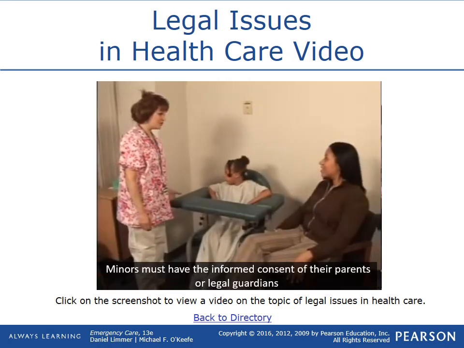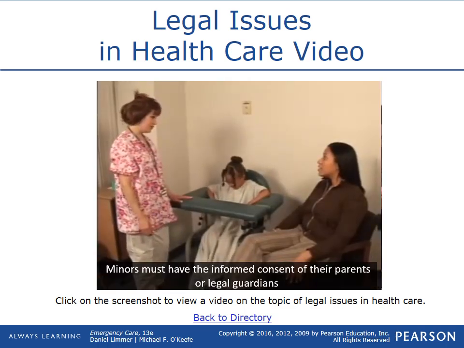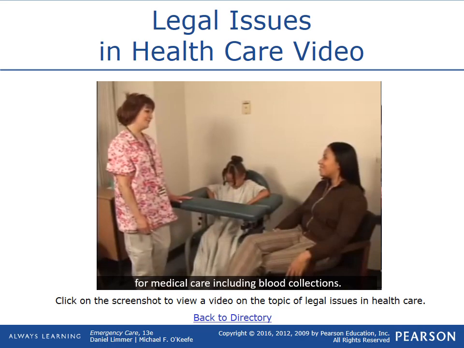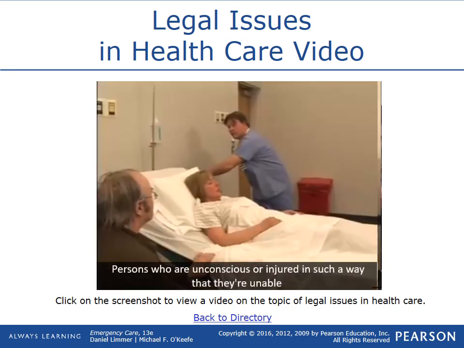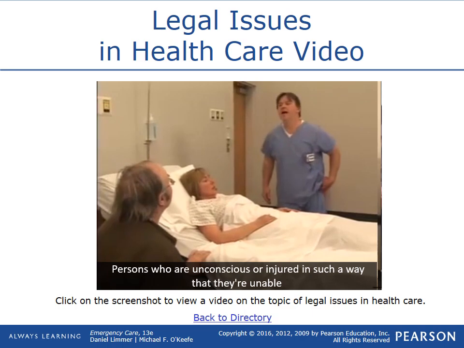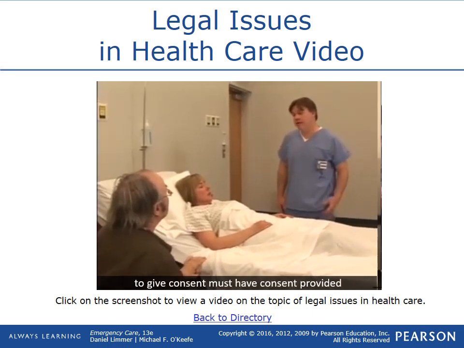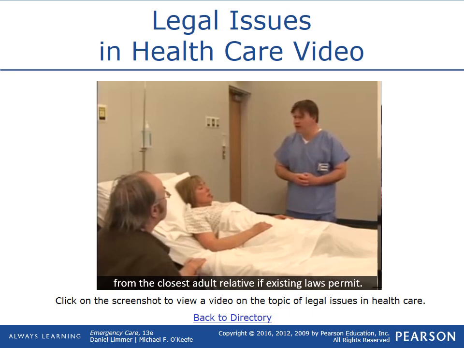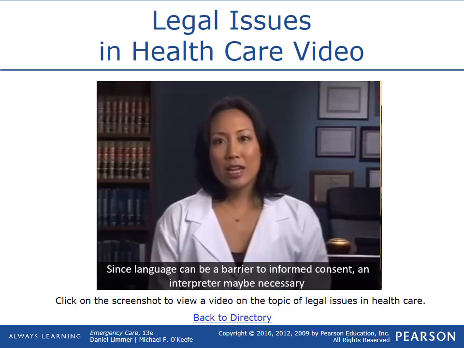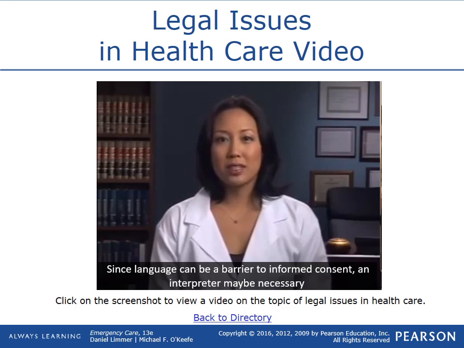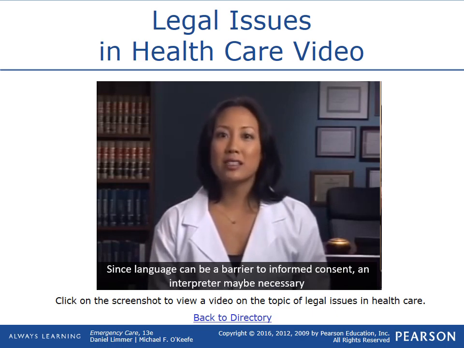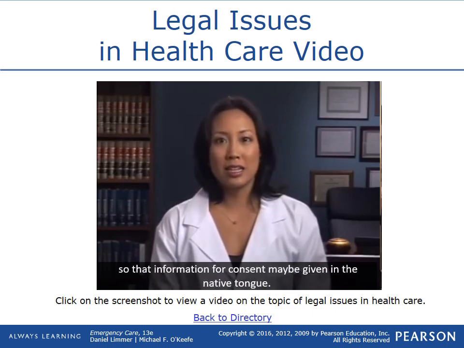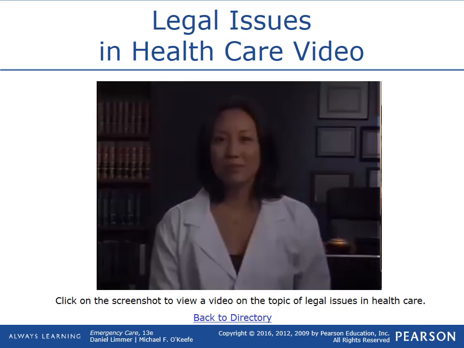Minors must have the informed consent of their parents or legal guardians for medical care, including blood collections. Persons who are unconscious or injured in such a way that they are unable to give consent must have consent provided from the closest adult relative if existing laws permit. Since language can be a barrier to informed consent, an interpreter may be necessary so that information for consent may be given in the native tongue.